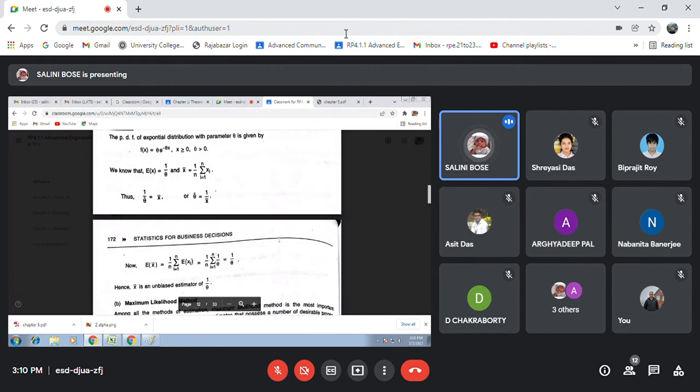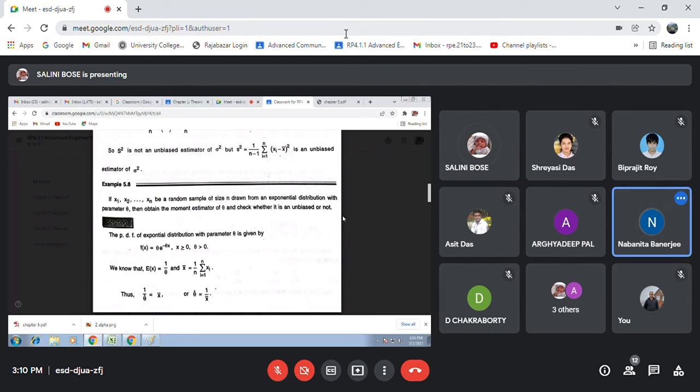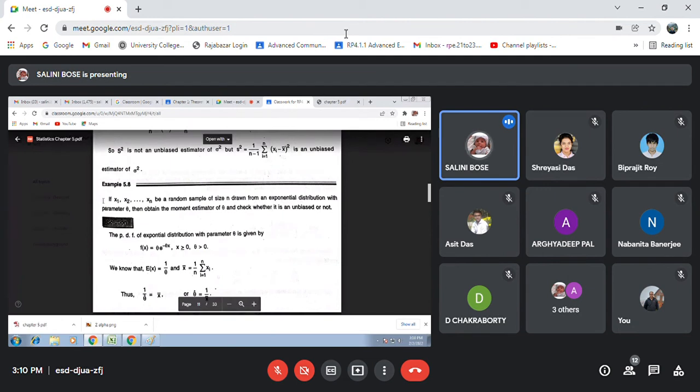And the next, it is given exponential distribution. Okay. Acha. So next is exponential distribution.